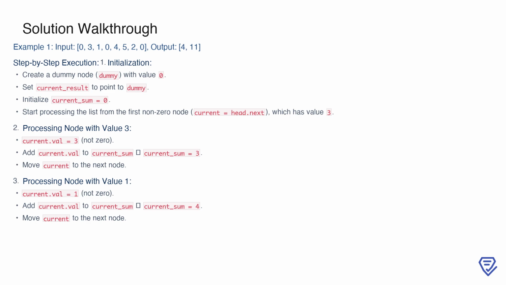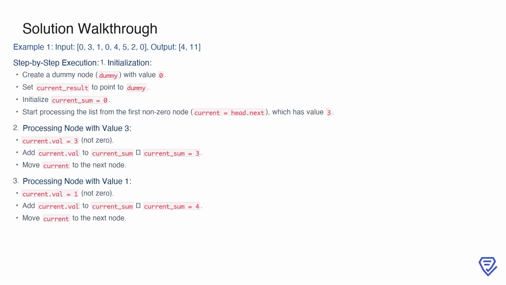In this example, the input linked list starts with a 0, followed by the sequence of nodes containing values 3, 1, 0, 4, 5, 2, and ends with another 0. The goal is to merge the values between each pair of zeros into their sum and construct a new linked list with these sums. To begin, we initialize a dummy node with a value of 0, set the current_result pointer to the dummy node, and initialize current_sum to 0.